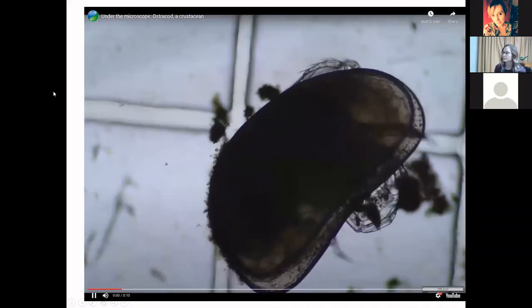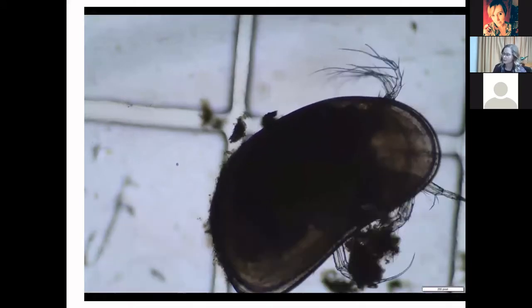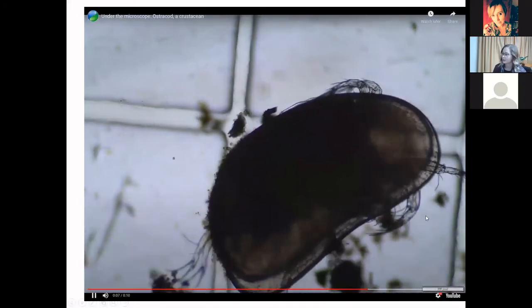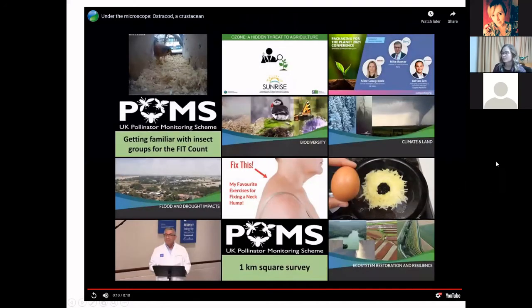Sorry about the time. There we go. So there you can see the little legs and everything. I believe this one is having a snack. Awesome.